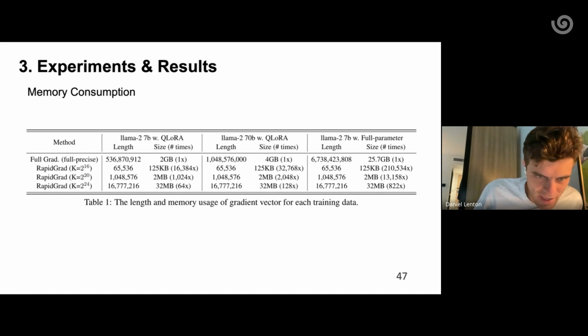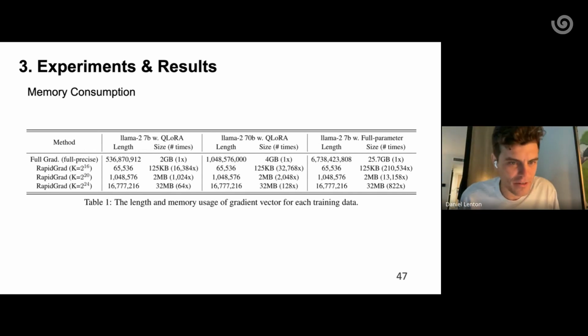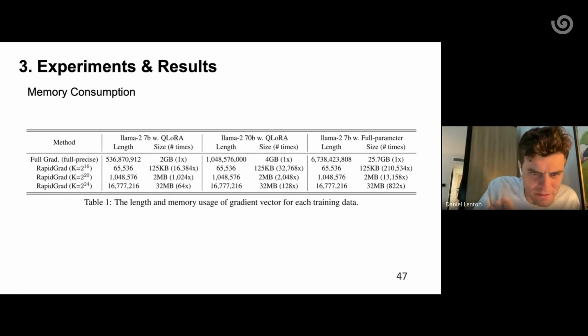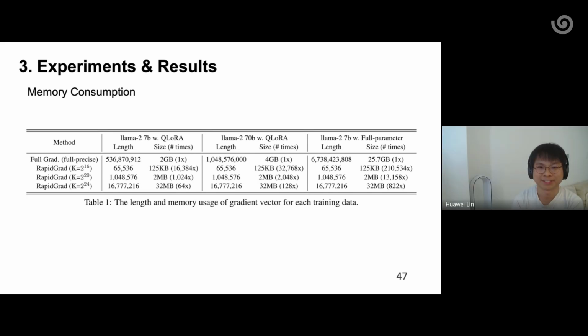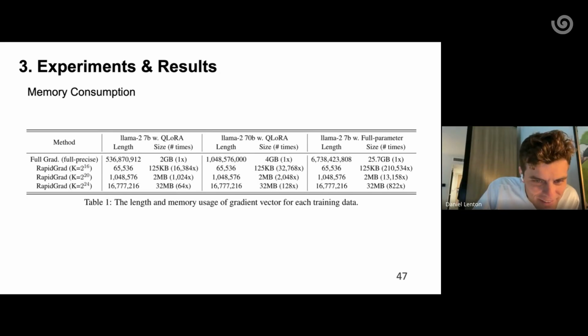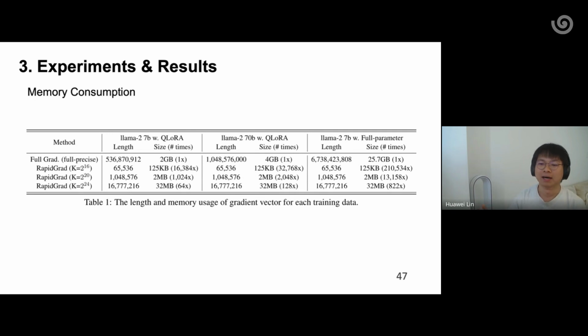Yeah. And you say you keep the same performance? None of these are performance results shown here. This is just... Oh, it's on the next one. Okay, got it. But now we can compress the vector by around 200,000 times for the full parameters.